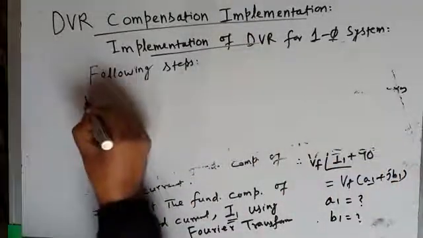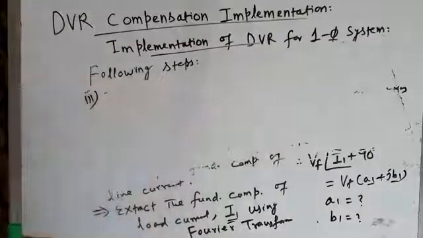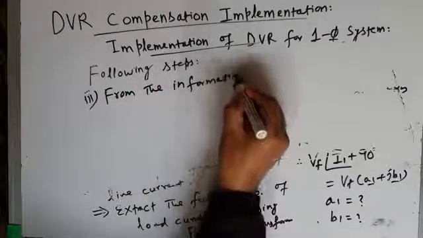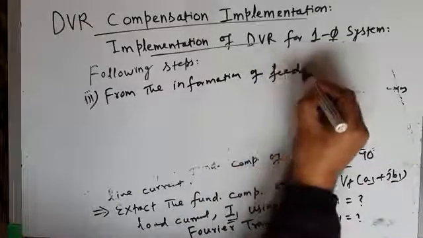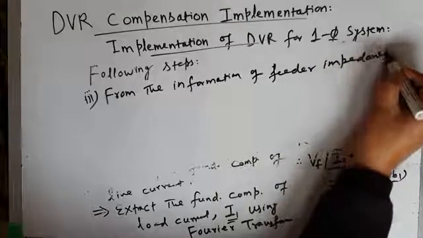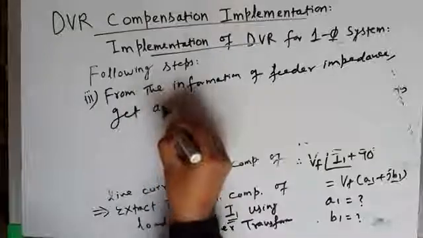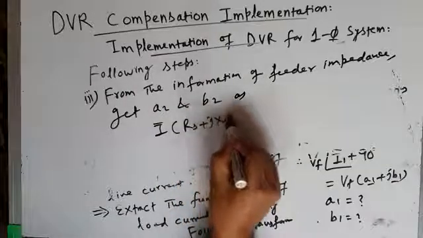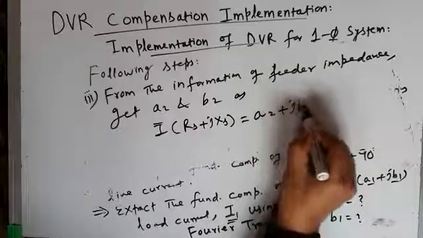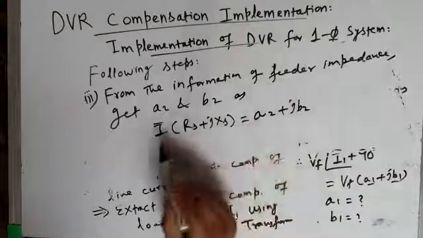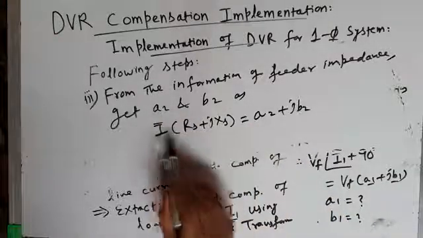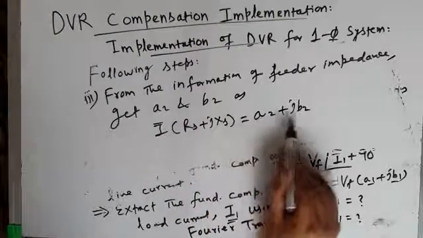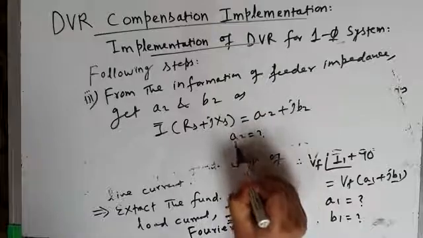What is step number 3? In step number 3 you have to find A2, B2, from the information of feeder impedance. The current multiplied by feeder impedance, that is RS plus jXS, is equal to A2 plus jB2. You know the load current, because you know what kVA or MVA the load is, so you can very easily find the load current. Multiply that by the feeder impedance, feeder resistance plus reactance. So I into (RS plus jXS) will give you A2 plus jB2. From here you will come to know A2 and B2.